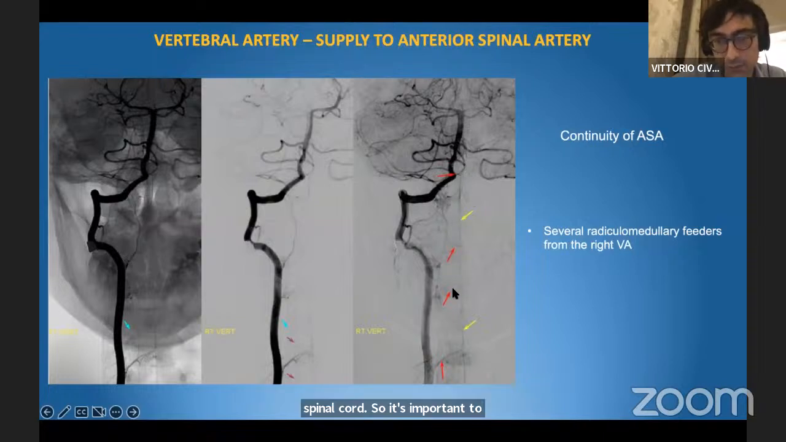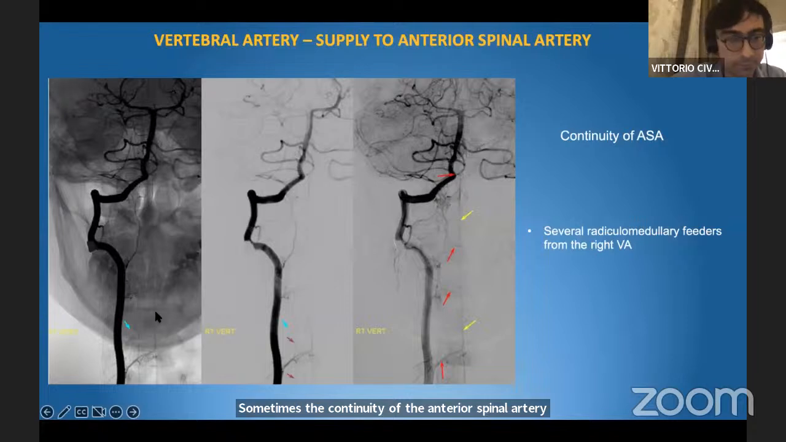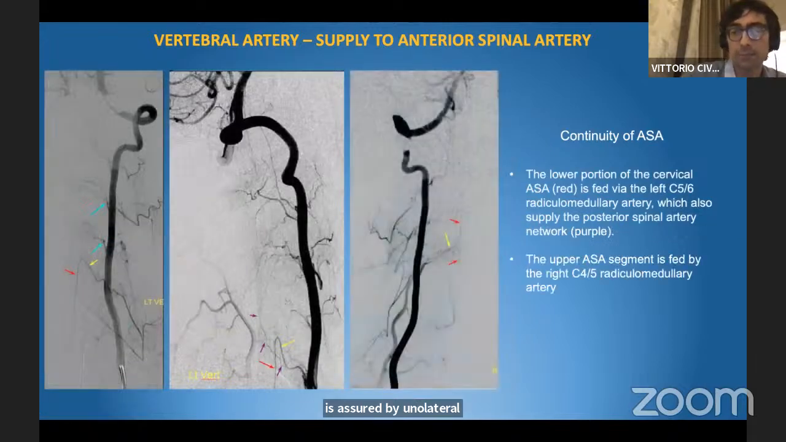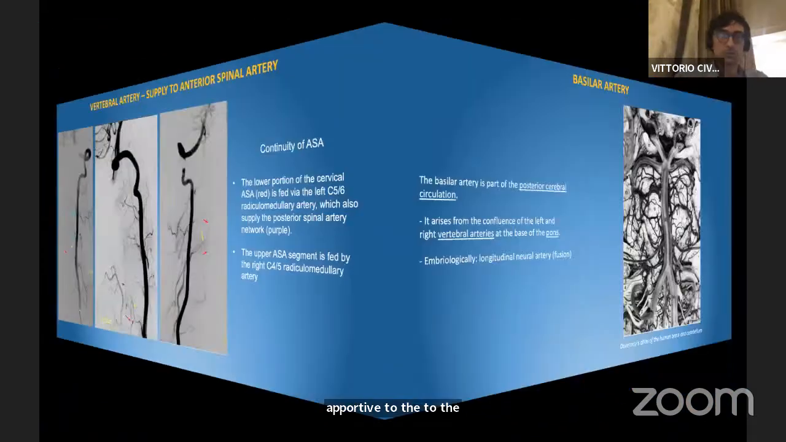Sometimes the continuity of the anterior spinal artery is assured by homolateral supply to the cord, and sometimes by bilateral supply to the spinal cord.